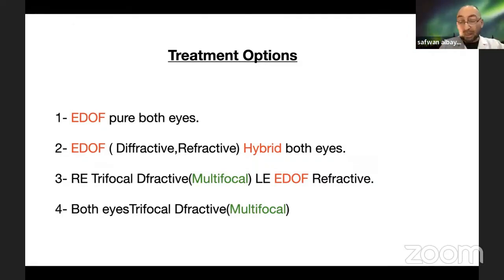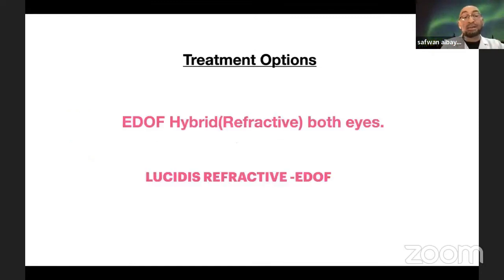What I chose is both eyes EDOF hybrid refractive, the Lucidis. Now, Lucidis was shown by Khalid, and it's a refractive plate with the center modified by EDOF. They add a negative spherical aberration in the center of 1.5, and the total power given at the lens level was 3. It is 3 at the lens, so it gives us 2.5 at the cornea, and the patient was very happy.